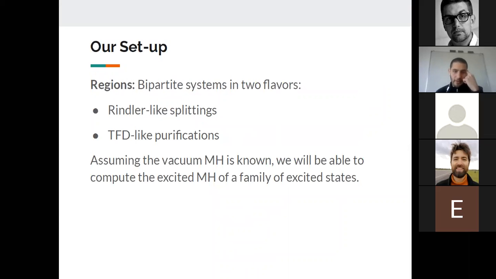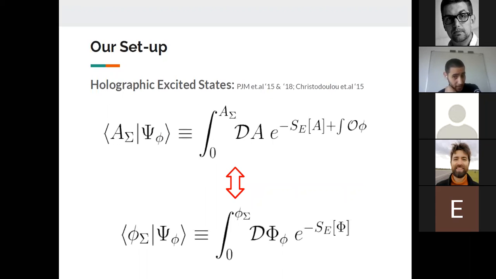So for these two flavors, we'll be assuming that the vacuum modular Hamiltonian is known, and if the vacuum modular Hamiltonian is known, we will be able to compute the excited modular Hamiltonian for this family of excited states. Enough about talking about these excited states without describing them, so let me be concrete about this. What are these excited states we are dealing with? These excited states are this type of particular deformation of Euclidean path integral states.